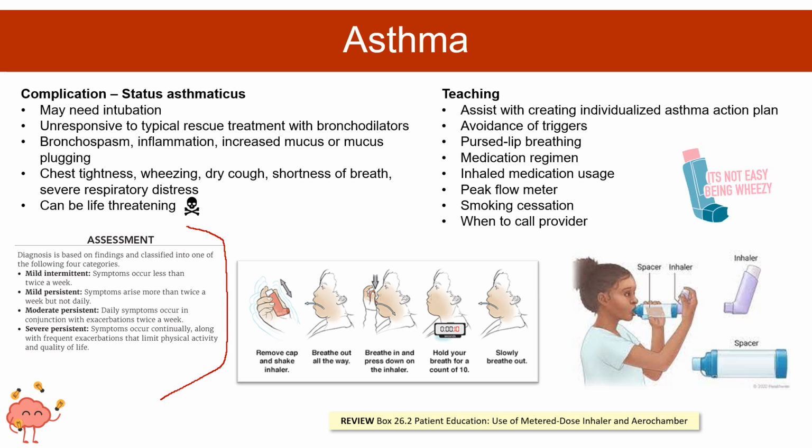So teaching-wise, we want to make sure they have an individualized asthma action plan. We want to tell them to avoid their triggers, whatever those may be. We want to teach pursed lip breathing, medication regimen, inhaled medication usage. They should know which is their quick acting versus their long acting. They should know how to use a peak flow meter and what those values mean in relation to their asthma action plan. They should not smoke.